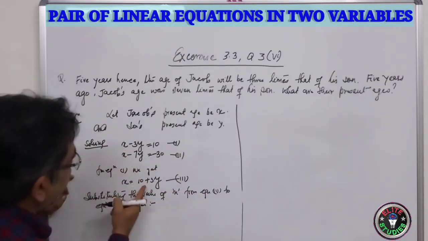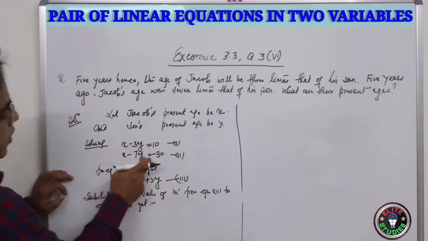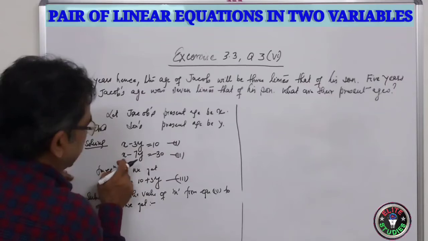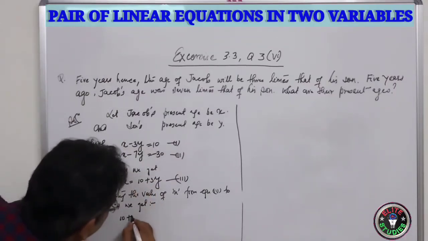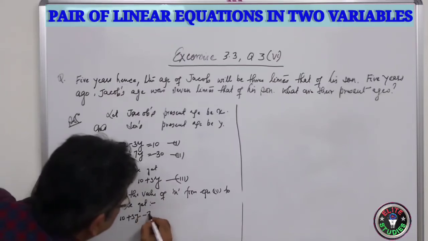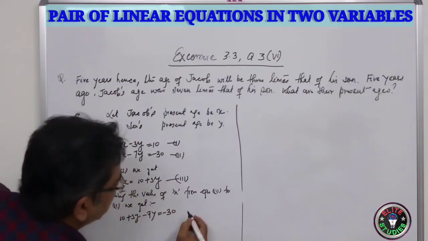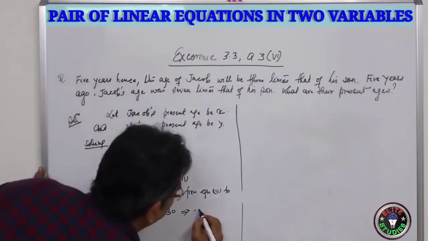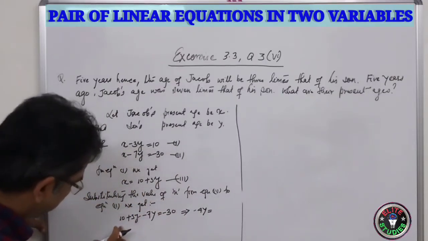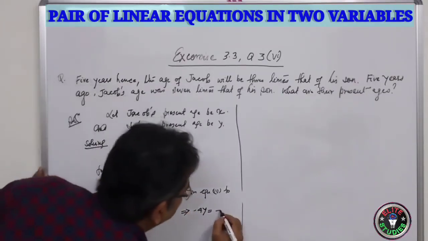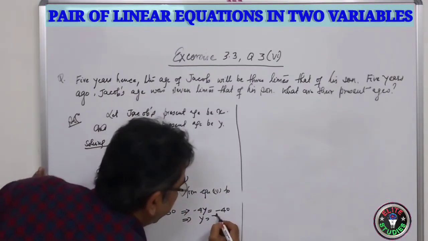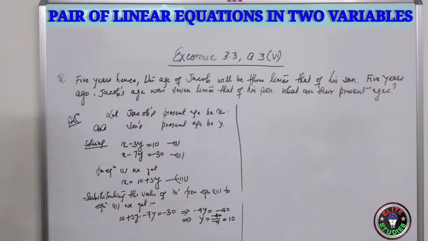In place of x we can write, in equation 2, x minus 7y is equal to minus 30. Since x is this, we will substitute the value of x from here. So it will be 10 plus 3y minus 7y is equal to minus 30. This implies 3y minus 7y, minus 4y, is equal to minus 30 minus 10, minus 40. So y is equal to minus 40 by minus 4, which is equal to 10. So we got y is equal to 10.